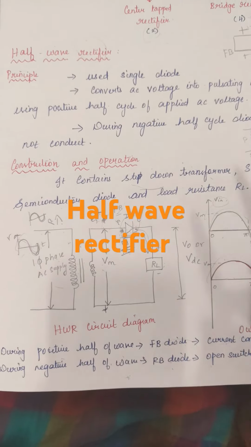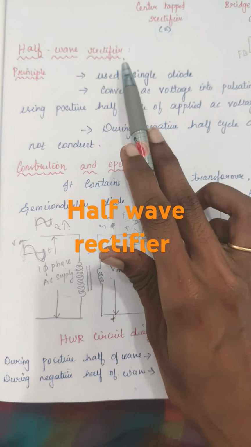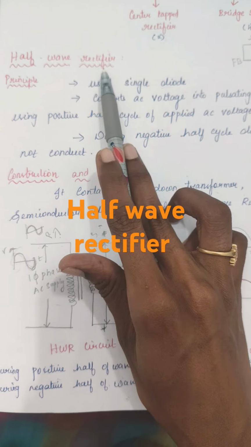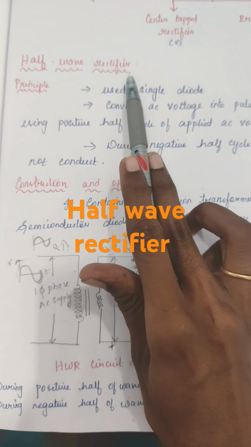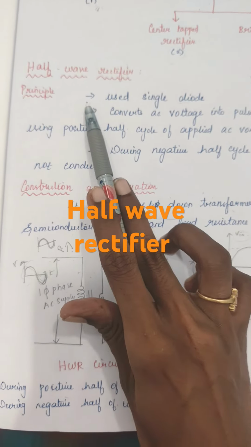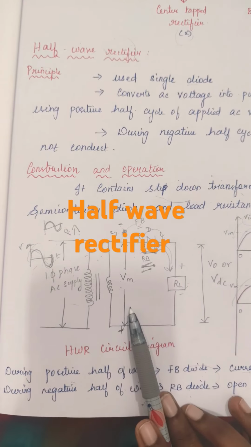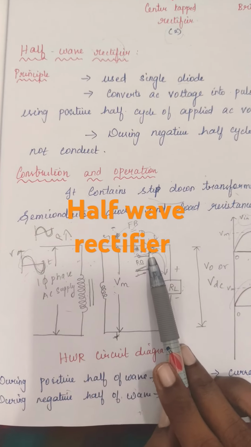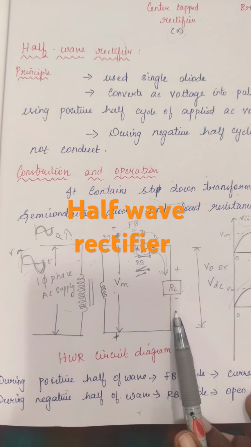Okay, so here we will see about the half wave rectifier. Half wave rectifier means, as you all know, the function of the rectifier is to convert the AC into a pulsating DC, not a pure DC. The half wave rectifier construction contains three main components. One is a step down transformer, another one is a PN junction diode, and the third one is a load resistance.